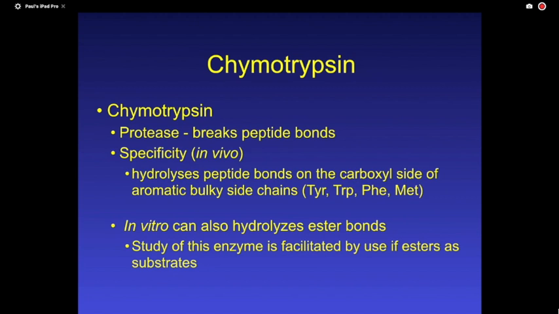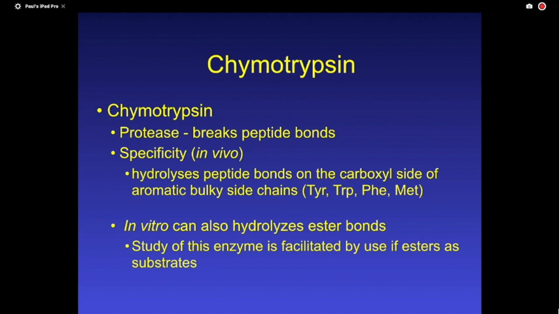Okay? Chymotrypsin is usually the one that we look at first. It breaks peptide bonds. In vivo, its specificity is to hydrolyze peptides on the carboxy side, that is after any aromatic bulky side chain. Okay, and so the three aromatics are obviously the ones that you think about, but one that is bulky that you don't think about is methionine. All right, so tryptophan, tyrosine, phenylalanine, and methionine.